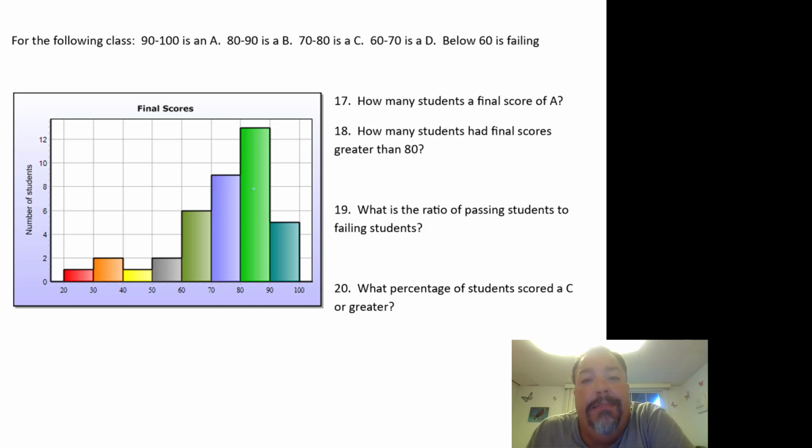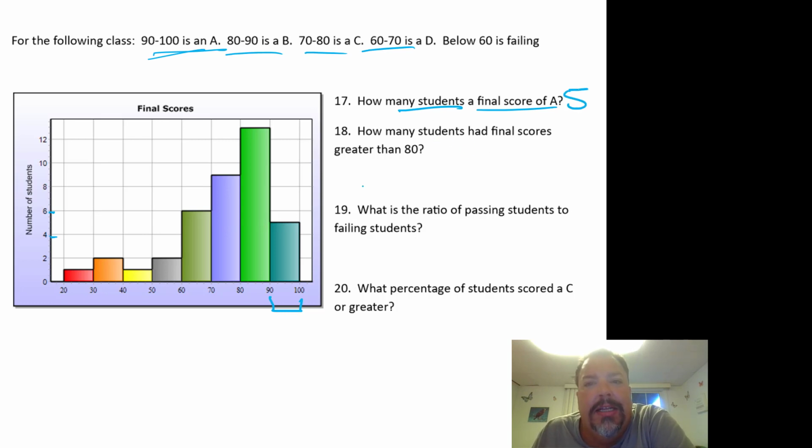Here we've got a histogram. Question 17 says, how many students have a final score of A? So make sure you're looking at this chart up here. This tells you, okay, all the A's are between 90 and 100. So this is the A's. How many do we have here? Well, it's between the two lines. If we go here, this line's at 4, this line's at 6. So if I'm between them, that's got to be 5 people.